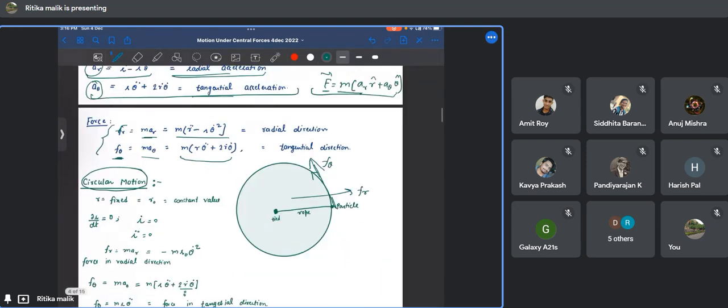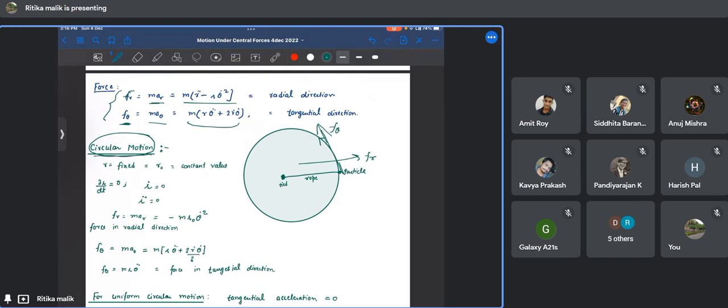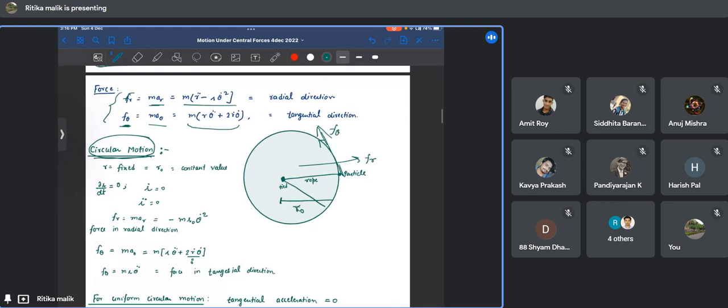Similarly, you will get the force. Circular motion is a special case in that sense. Your radius is always going to be fixed. So if you take a rope, tie a particle to it, and start rotating it in a circular direction, your radius is always fixed. In that sense, if you calculate dr by dt, it is not changing with time. So your dr by dt will become zero, so your r dot will become zero.